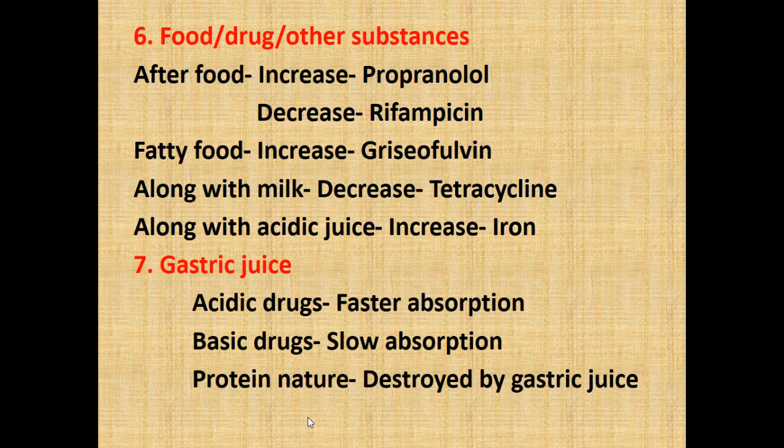Next, gastric juice: acidic drug, faster absorption; basic drug, slow absorption. As I already told you, acidic drugs will convert into unionized form, and they will absorb faster. Basic drug, the reverse way. Then some protein-nature drugs will be destroyed by the gastric juice. For example, insulin, penicillin G. They are all made up of proteins. When you administer orally, they will be destroyed by gastric HCl or proteolytic enzymes. That's why that drug should not be given by the oral route.